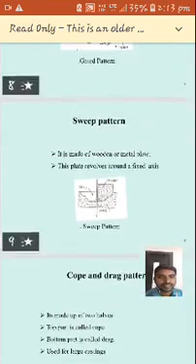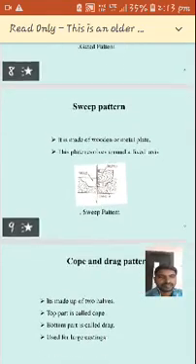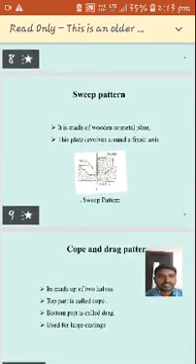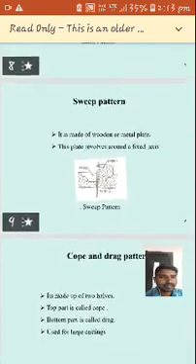The sweep pattern is made up of a wood or metal plate. This plate revolves around a fixed axis. That is called a sweep pattern.